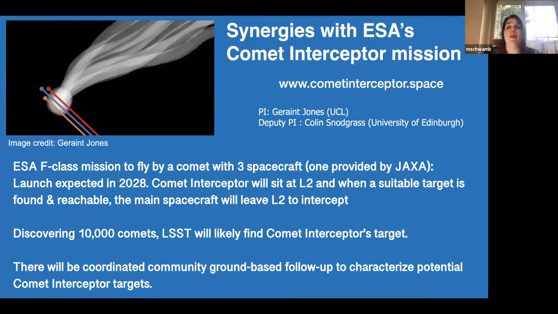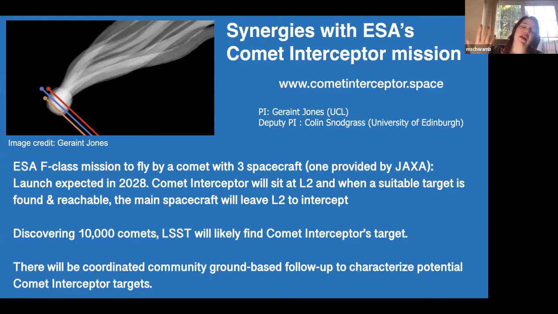So I'm part of the Comet Interceptor team, and Comet Interceptor is an ESA mission that is designed to go fly by a comet, and its target isn't known. The idea is it's going to launch in 2028. It's going to sit at the Earth-Sun L2 point, waiting for a reachable comet.